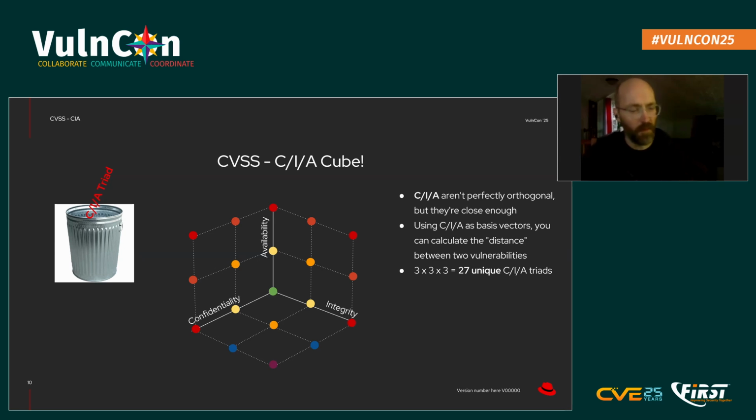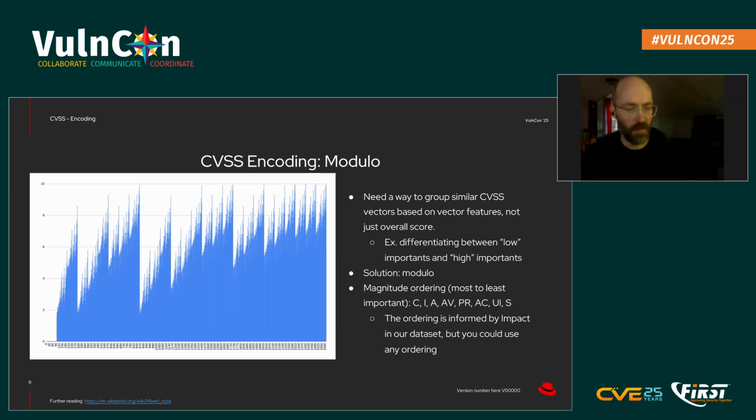But of course, this is already kind of duplicative of the score, because what we're looking for here is not necessarily just impact, but we're looking for ways to gauge flaws that are both similar and of similar impact. So let's go to the next slide.